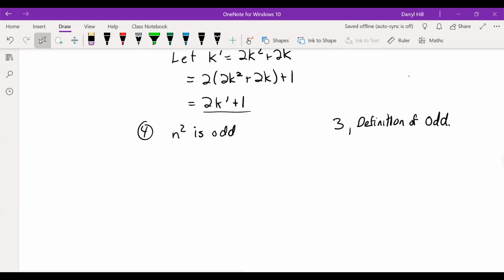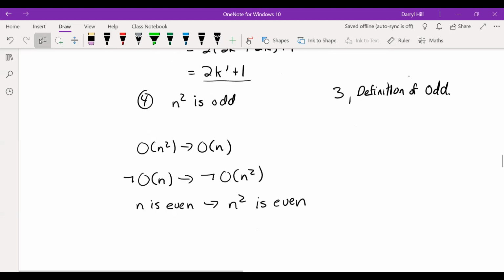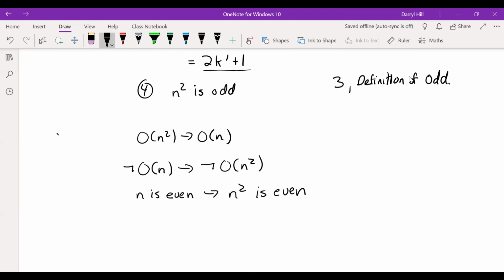The other one we want to prove is that if n squared is odd, that implies that n is odd. So we're going to use the contrapositive. We're going to say that if n is even, then n squared is even. If it's not odd, then it must be even. So in order to prove the second part of our implication, this should be case 2, we want to prove this.